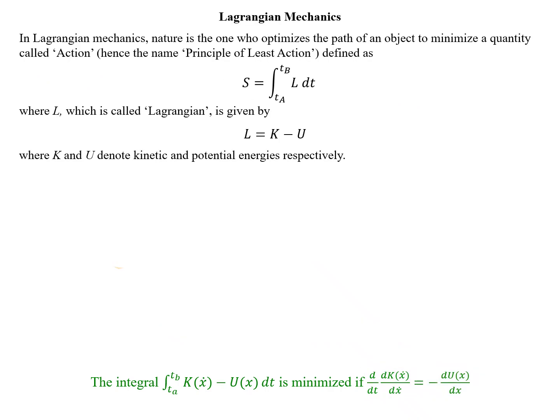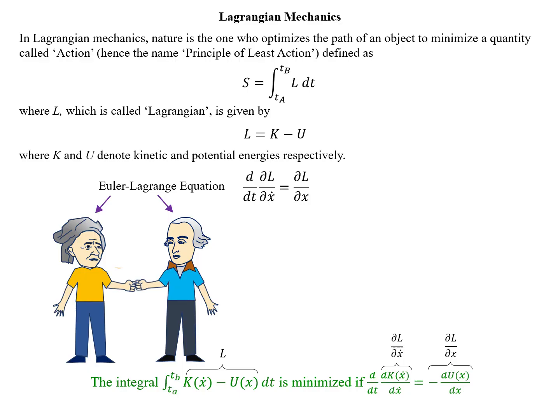Now let's get back to the Lagrangian mechanics. In the green statement below, from L equals K minus U, then dK by dx dot equals partial dL by dx dot, and negative dU by dx equals partial dL by dx. So the equation in the statement can be re-expressed as the time derivative of partial dL by dx dot equals partial dL by dx. This is called the Euler-Lagrange equation.